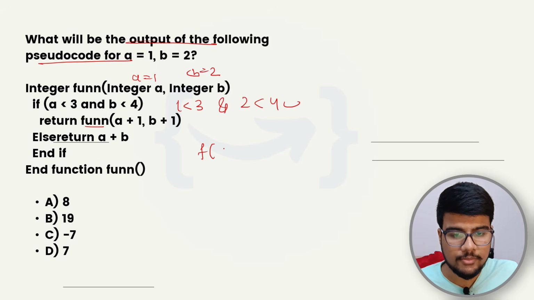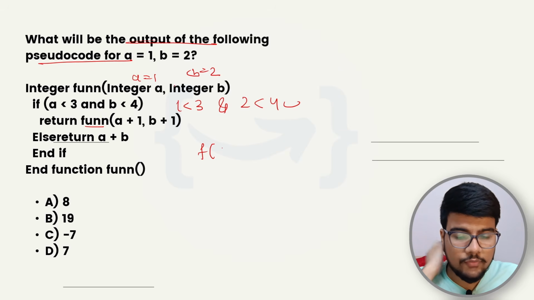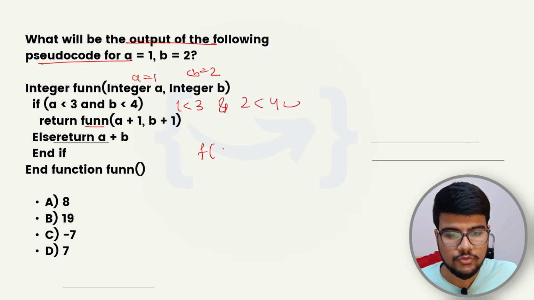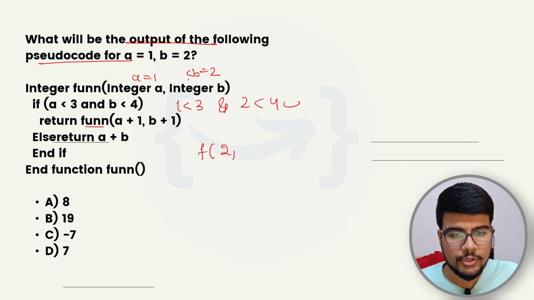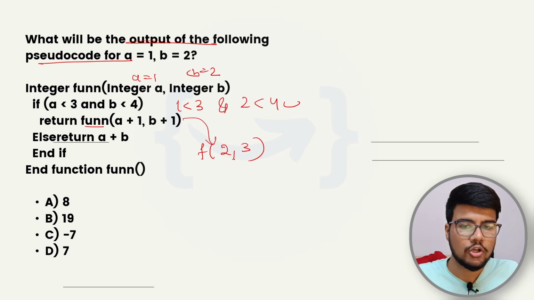So F becomes, now, initially what is the A value? A value is 1, so 1 plus 1 would be 2. And what is the B value? B value is 2, so it becomes 3 now. Now it comes back to this function call again. Now from this it comes to here. Or let me write it very clearly. From here it created a new function and called it again. So F is 2, 3 now.